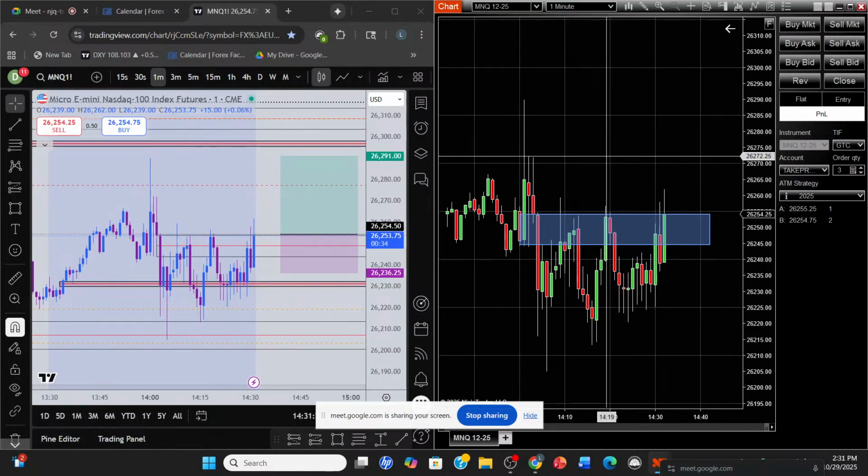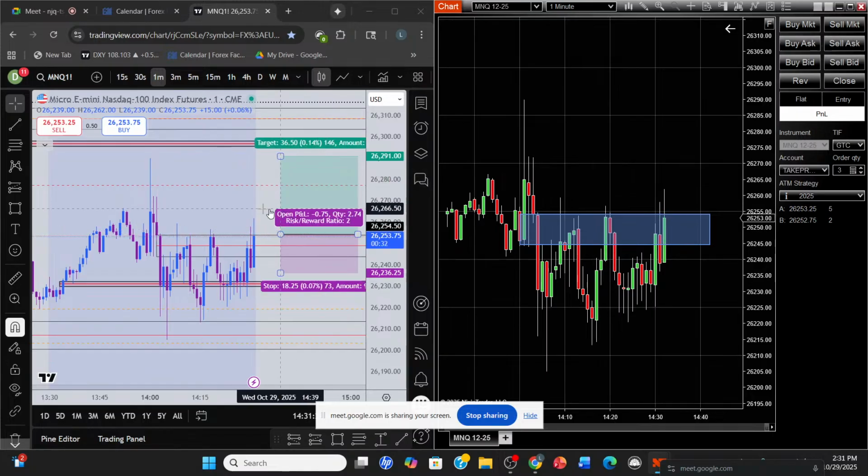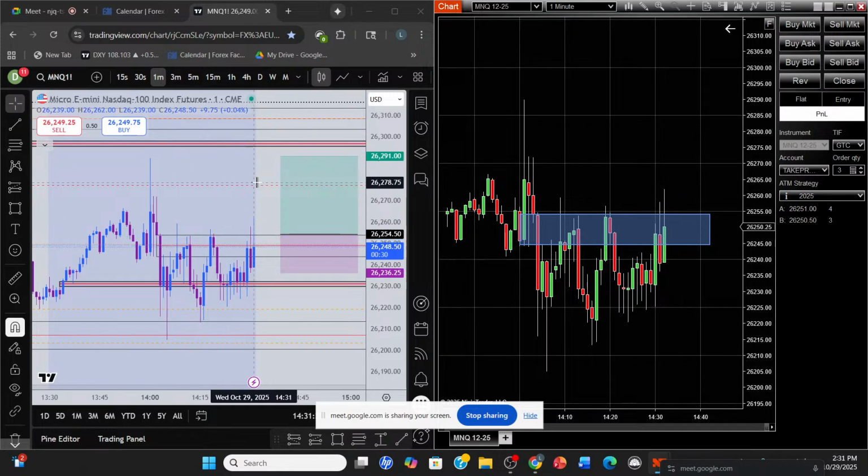See, price doesn't expand too much. C2. I don't want to see price close above here in one shot, because then there's no entry for me.